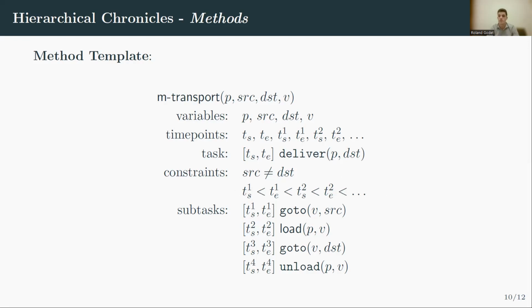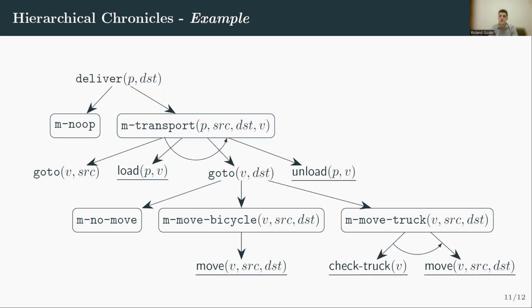These methods have no effects, but they can have conditions. In this example, there is no condition because it wasn't needed. So here, for example, if we want to specify the deliver task, there will be a no-op method if the package is already at the destination, and the transport method I just presented.